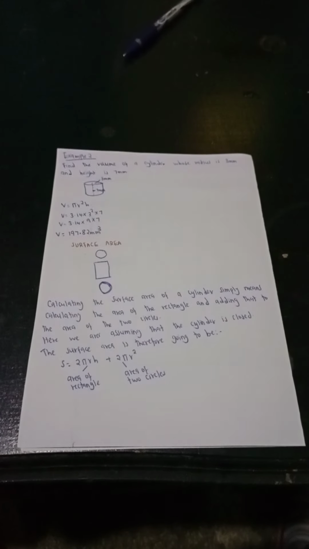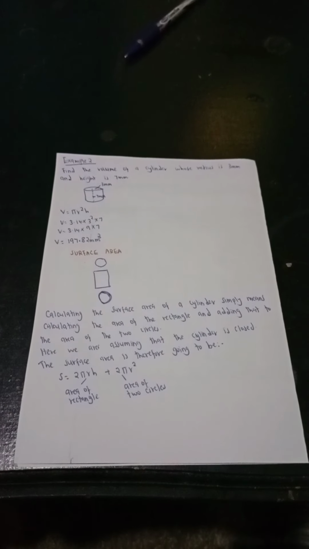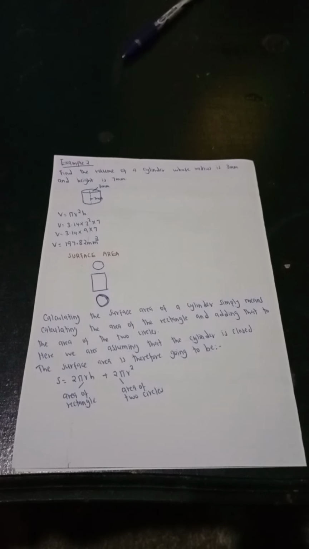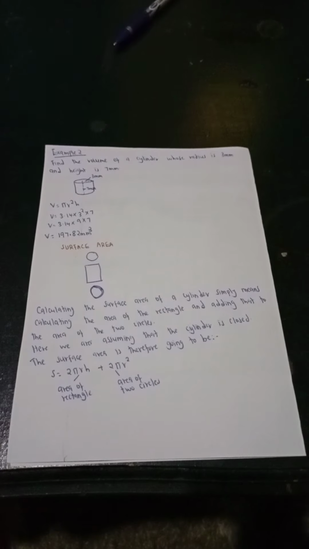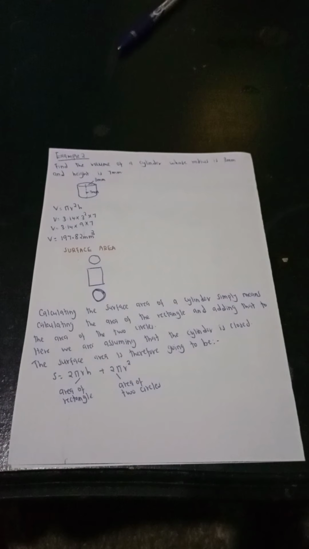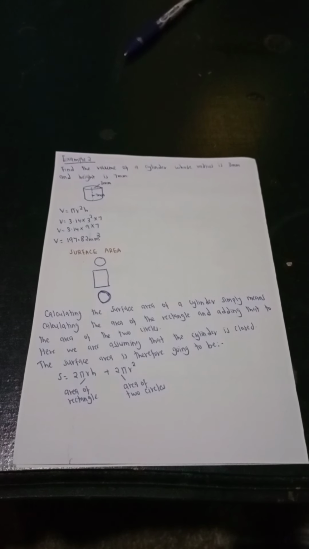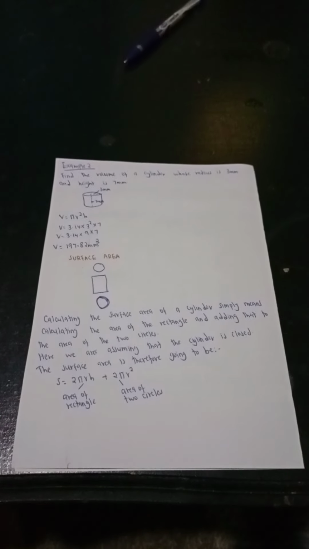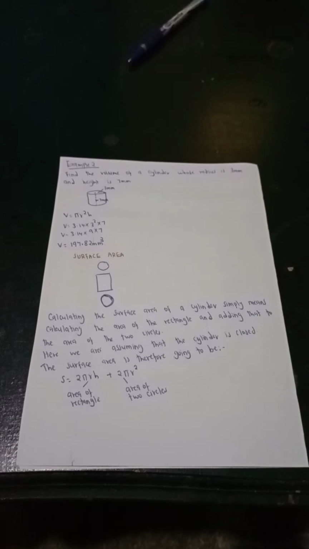Let's look at another example there. Example 2. We are saying find the volume of a cylinder whose radius is 3 millimeters and the height is 7 millimeters. We are saying the volume is equal to pi r squared times height. In this instance, we know that pi is 3.14, the radius is 3, and the height is 7. So pi r squared, that is 3.14 times 3 squared times 7, which gives us 197.82 millimeters cubed.